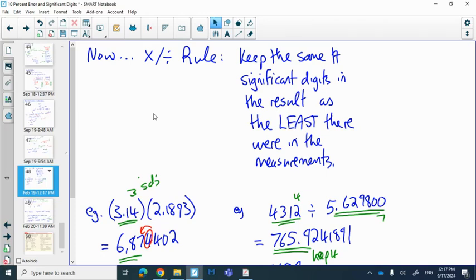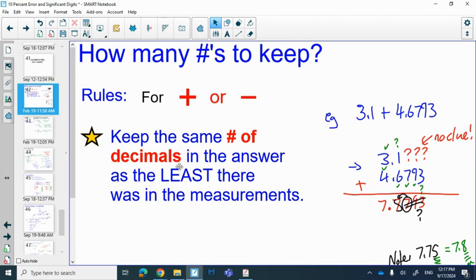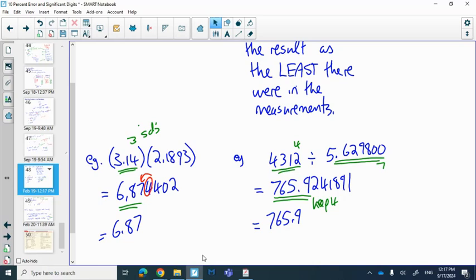So I need to get back to this add, multiply, divide rule, right? We're keeping the same number of significant digits in the result as the least there were in the measurements. So it's a heck of a lot like the add subtract one, where we're keeping the least number of decimals that there were in the ones you started with, but instead we're keeping the least number of significant digits. So if we're multiplying, the classic rounded version of pi, that's 3 significant digits. The other number has 5, and so we would keep 3. Round the 7, leave it as a 7, right? Round it down to a 7.